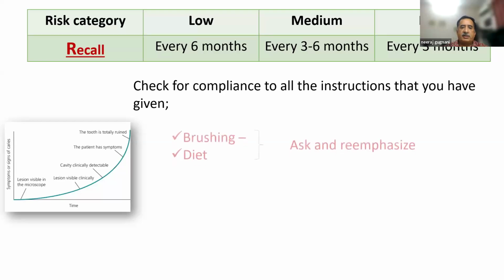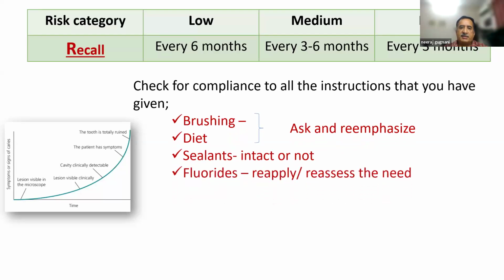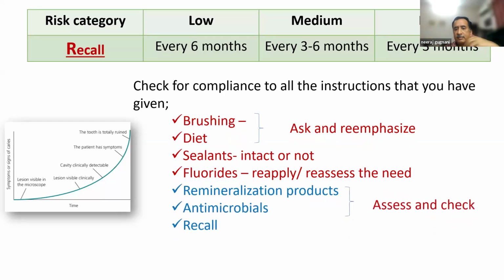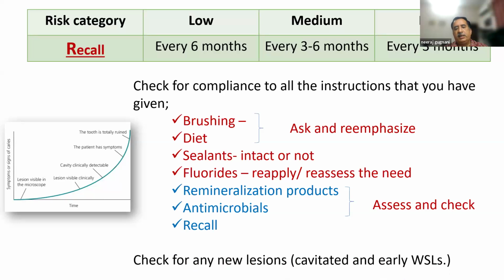How will you evaluate the patient? Again, coming to all the seven factors that we discussed about non-invasive and micro-invasive strategies: check brushing and diet strategy, check the sealants that you might have given, whether they're intact or not, check the need of fluorides, because a patient from a low risk can move to a medium or a high risk, or a patient from a medium risk can move to a low risk. So you need to reassess whether this particular patient requires professional care or not. Then remineralization products, antimicrobials, and recalling the patient again. So that should be the strategy for us. And definitely check for any new lesions, whether cavitated or early white spot lesions.